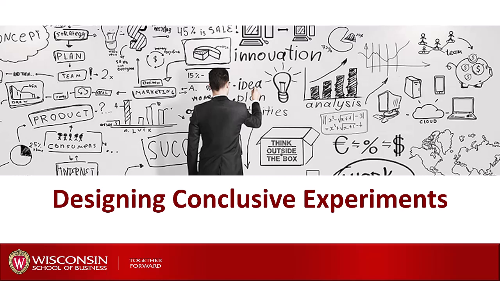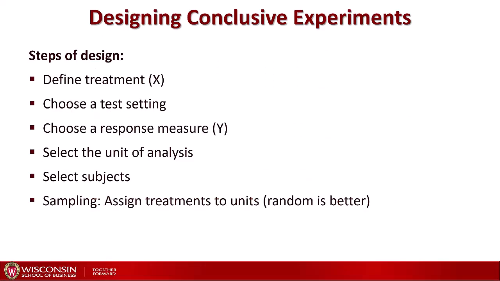In this video, we are going to discuss what steps you should follow and think carefully about to make sure the experiment you design is conclusive. Here are the steps. We are going to cover them in detail, but first I want to give you an overview. First, we have to define a treatment variable, X.